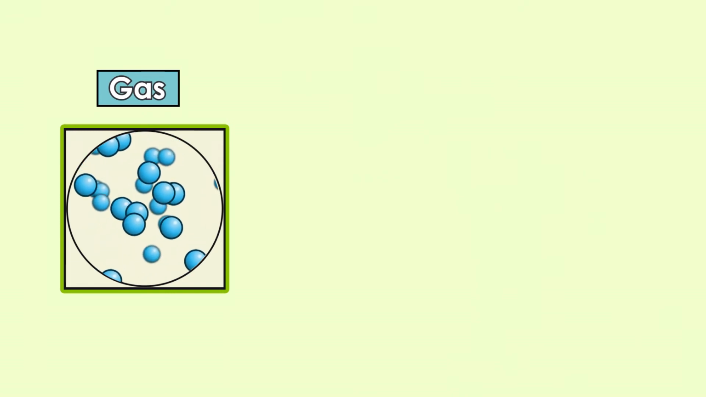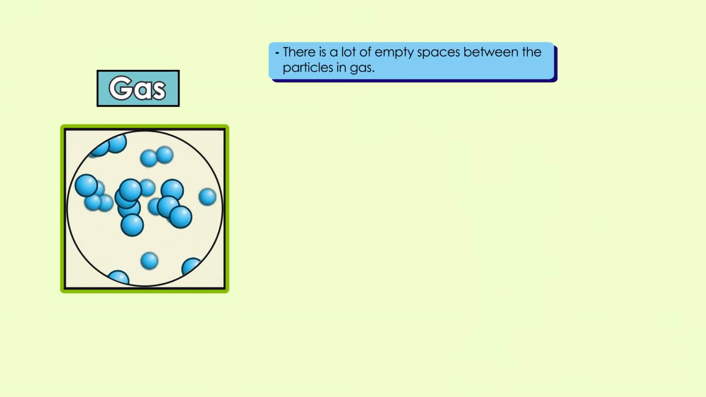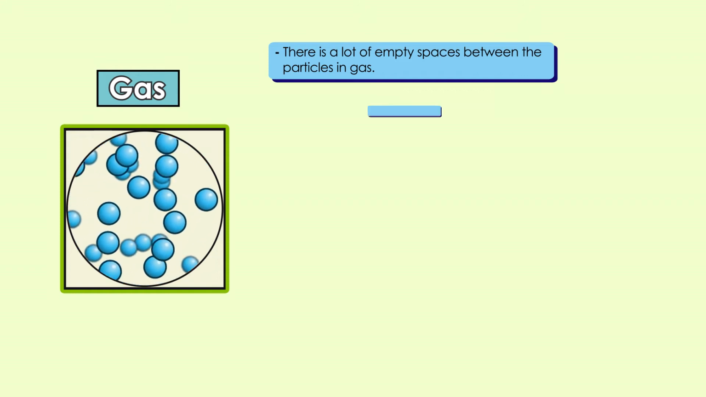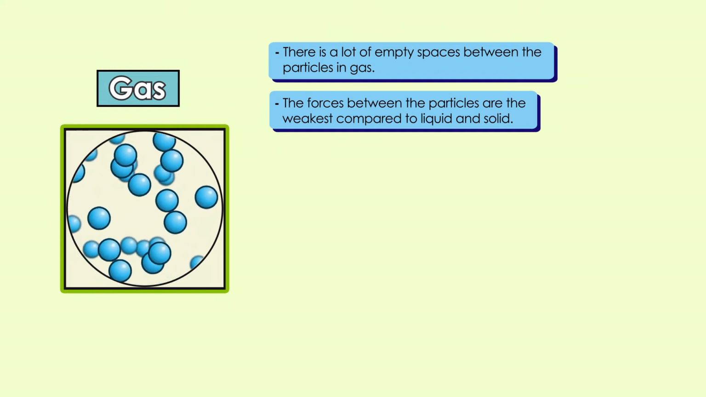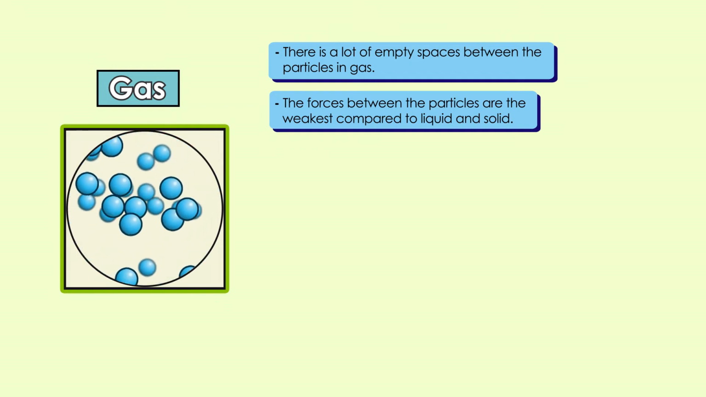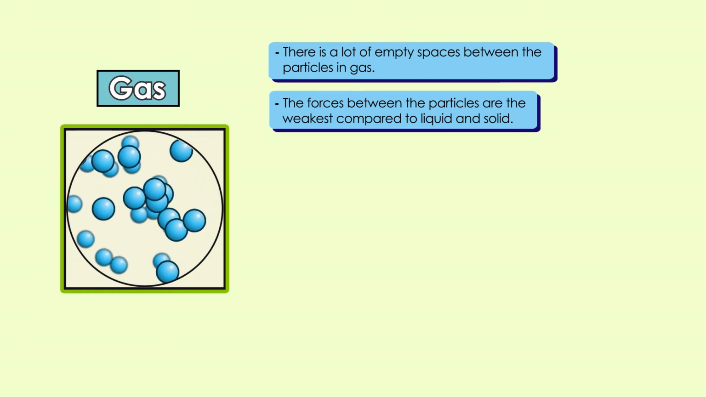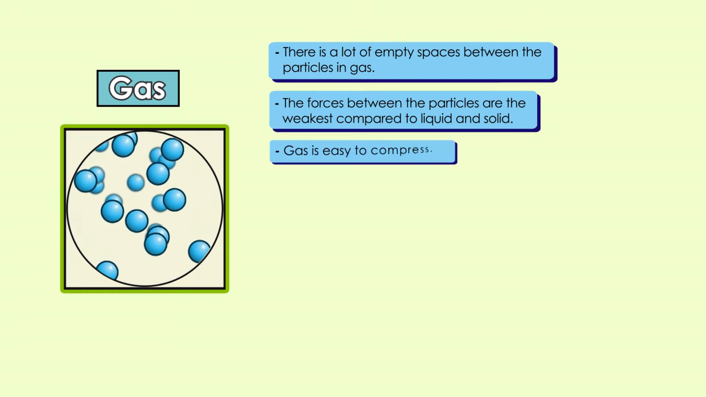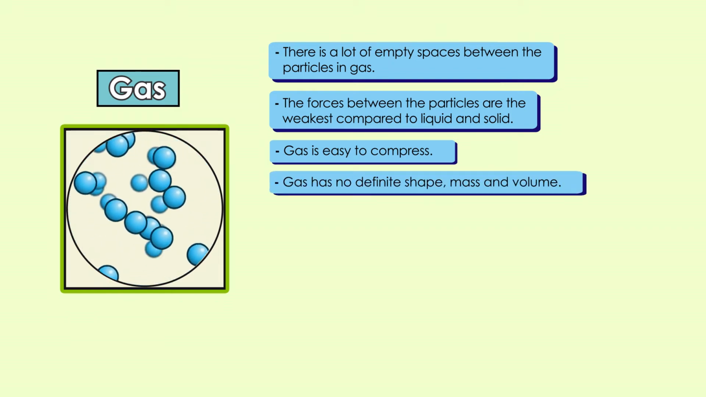The third state of matter is gas. In a gas state, particles are far apart from each other. There is a lot of empty space between the particles in gas. The forces between the particles in gas are the weakest as compared to the forces between the particles in solid and liquid. This shows that gas is easy to compress and has no definite shape, mass, and volume.